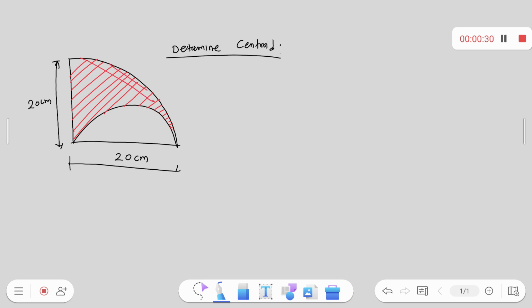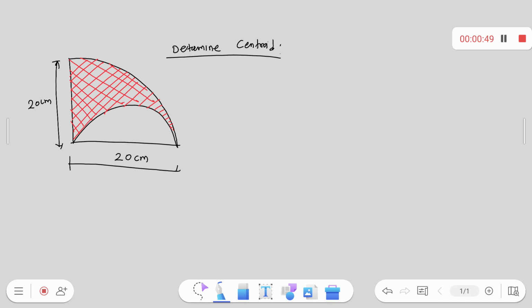Don't get confused when they ask to determine the centroid. We have to find the centroid of the shaded region only. If the shaded region is not given, it's okay, but here the shaded region is given. That's why we have to find the centroid of it. So how do we find the centroid for this one?